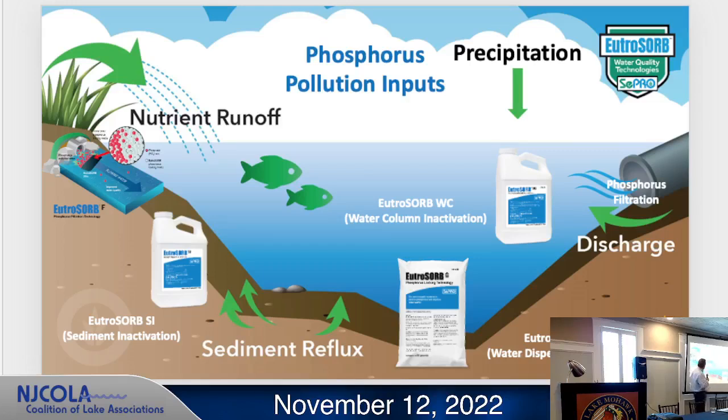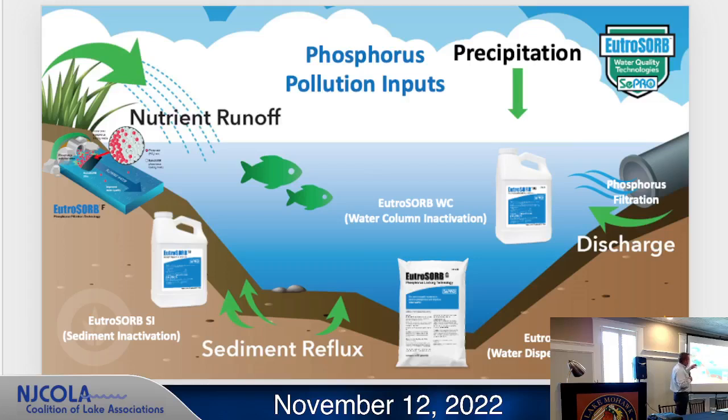Okay. And then they have what they call sediment inactivation they're coming out with, where this product will lay down and basically coat the sediment and start binding with the nutrients that are being released, the phosphorus, I should say.